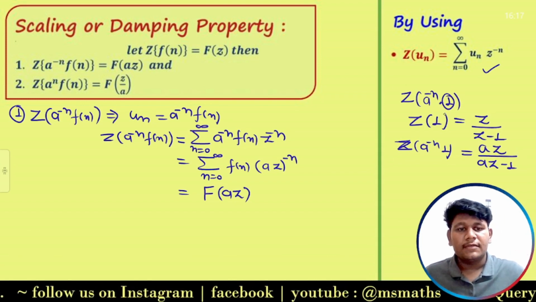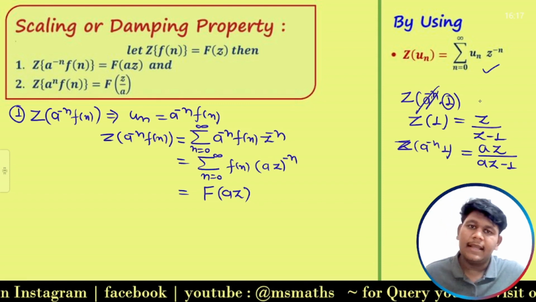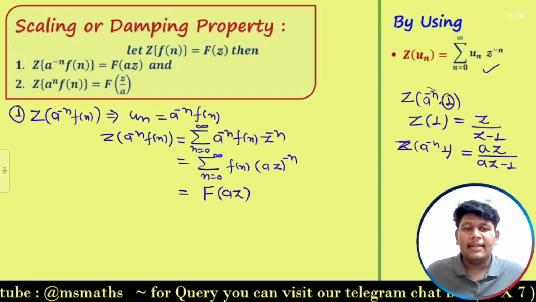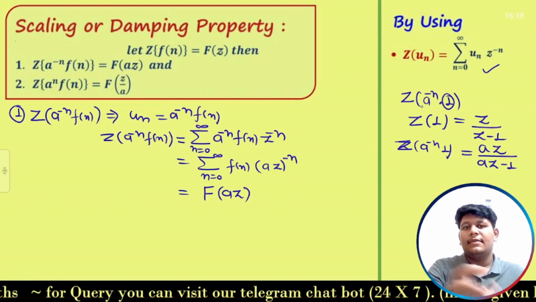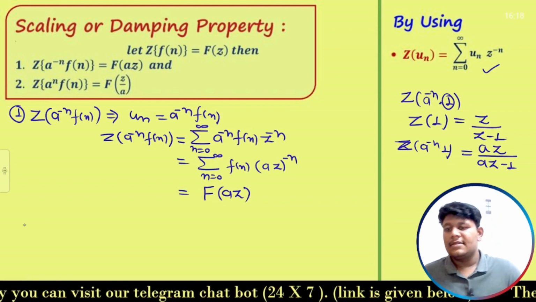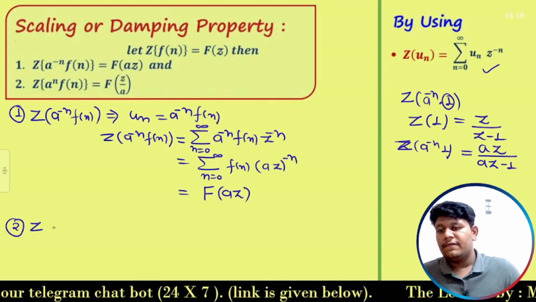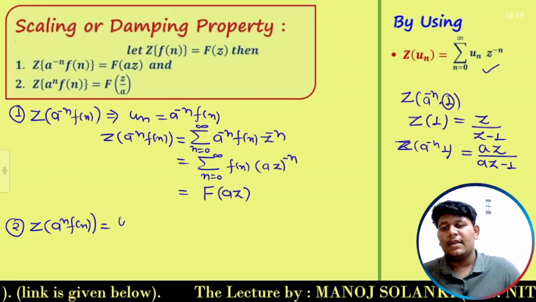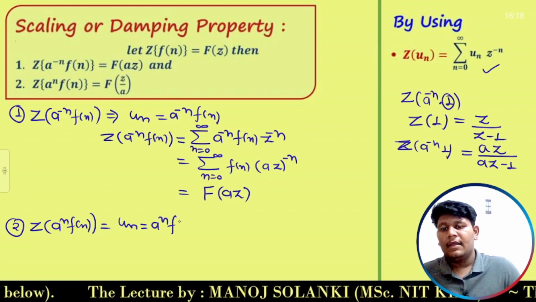Okay, this is the function. First remove this and calculate the z transform of the original function, and then a power minus n will react like this. Next, if the z transform of a power n f of n is multiplying with the function, similarly u(n) is nothing but a power n f of n.